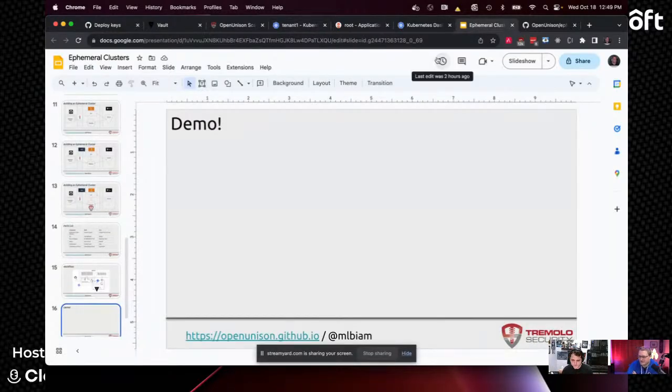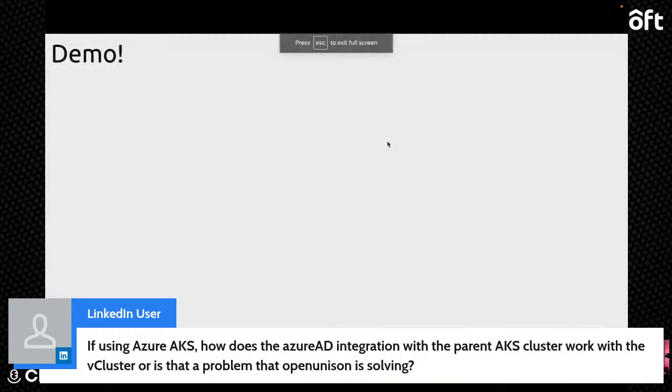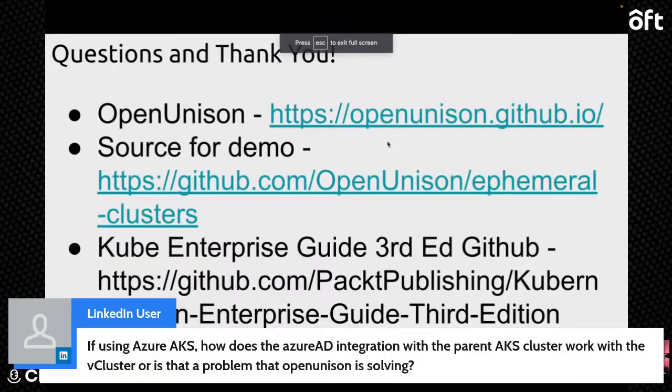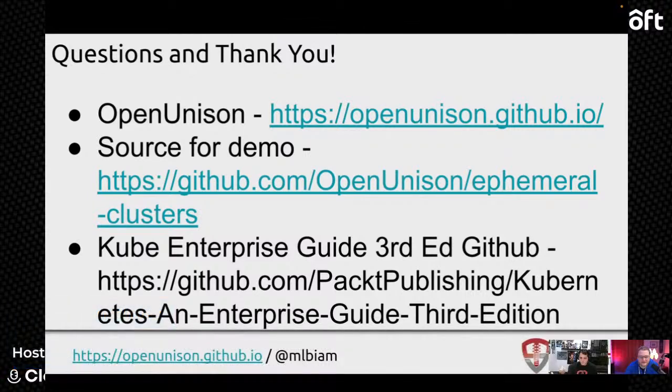We got another question for you, real quick, if you want. Sure. If using Azure AKS, how does the Azure AD integration with the parent AKS cluster work with vCluster, or is that a problem that OpenUnison is solving? OpenUnison is solving that problem. So it's completely transparent to the user.